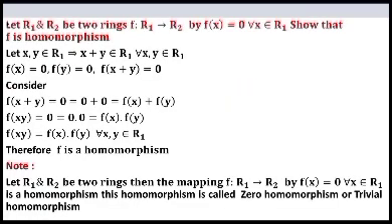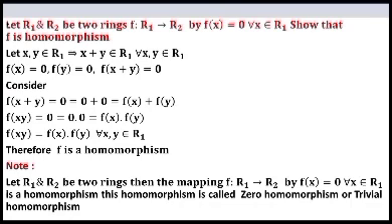Next problem: let R1 and R2 be two rings. Define a map from R1 to R2 by f of x is equal to 0 for all x belongs to R1. Show that f is a homomorphism. Let us take x, y belongs to R1, which implies x plus y belongs to R1. f of x is equal to 0, f of y is equal to 0, and f of x plus y is equal to 0. This is by given.